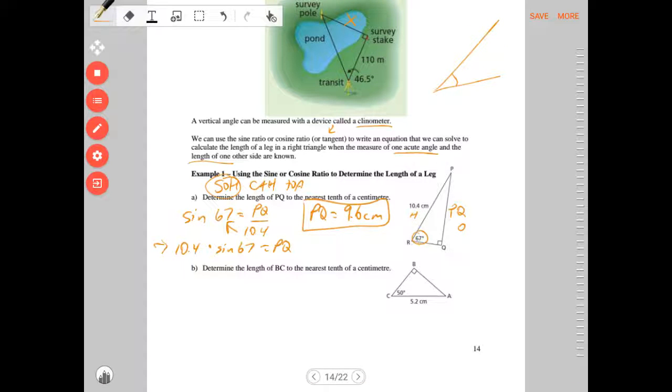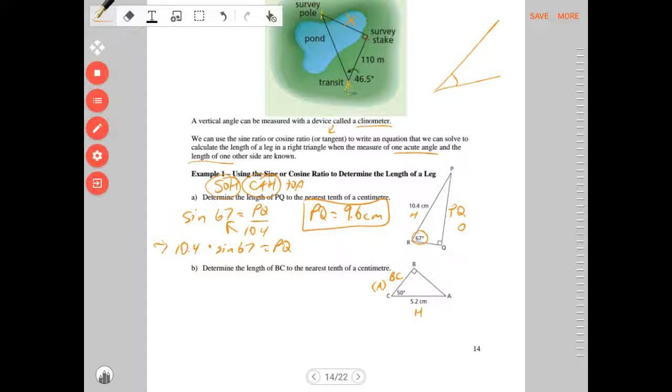Part B. Determine the length of BC to the nearest tenth. So let's see. BC is this guy. So BC. Easy enough. So we have to label the sides. So from the 50 degrees, that's what they've given us. From 50, BC is the adjacent side, and 5.2 is the hypotenuse. So we have the A and the H.